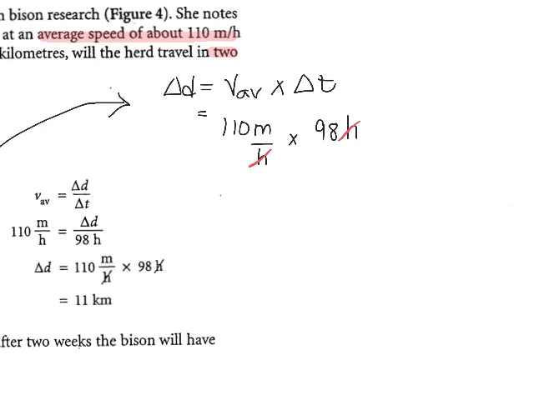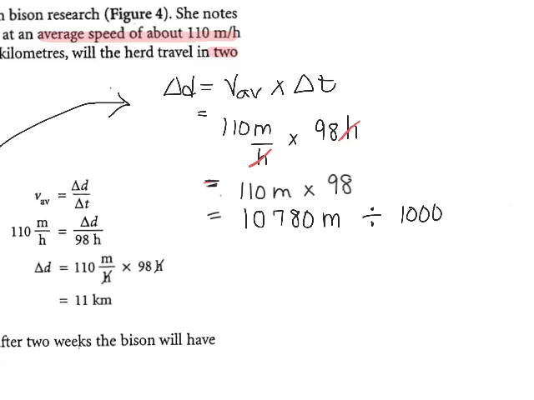So all we have to do is multiply straight across. I'm just going to rewrite it so it looks a little neater. So we have 110 meters times 98, and now all we do is figure it out. 110 times 98, we get 10,780 meters. But we want to know how much it is in kilometers. So that means we have to divide by 1,000 meters per kilometer, because there are 1,000 meters in 1 kilometer.